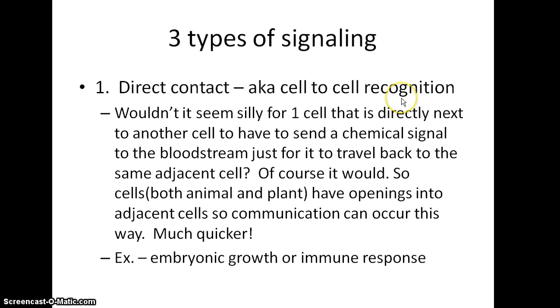We've talked before about efficiency, evolutionarily speaking, in animals and plants. Wouldn't it seem silly that a cell that's directly next to another cell would have to send a chemical signal into the bloodstream so it travels around the body just to come back and go to the very next cell to it? That would be dumb. That would not be efficient. So cells, both plant and animal, have openings into the adjacent cell so communication can occur this way. It's much quicker. An example will be embryonic growth or immune response.